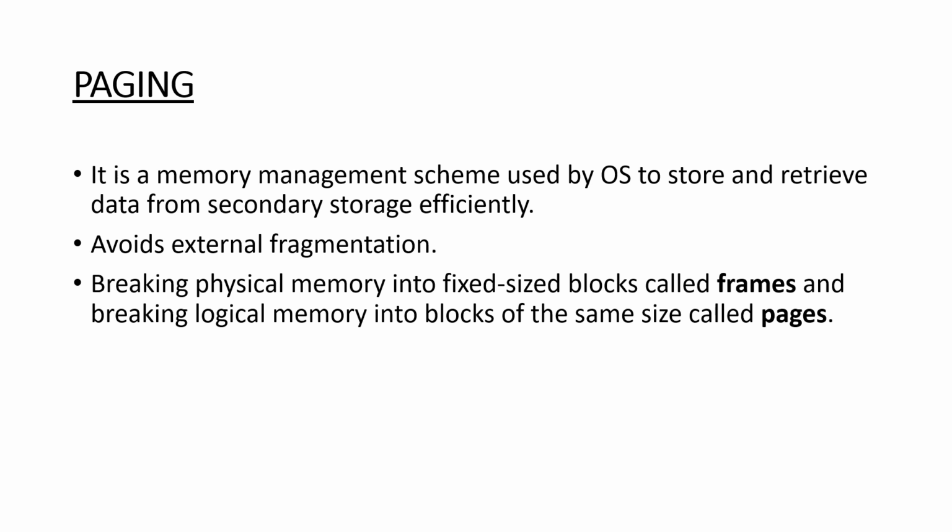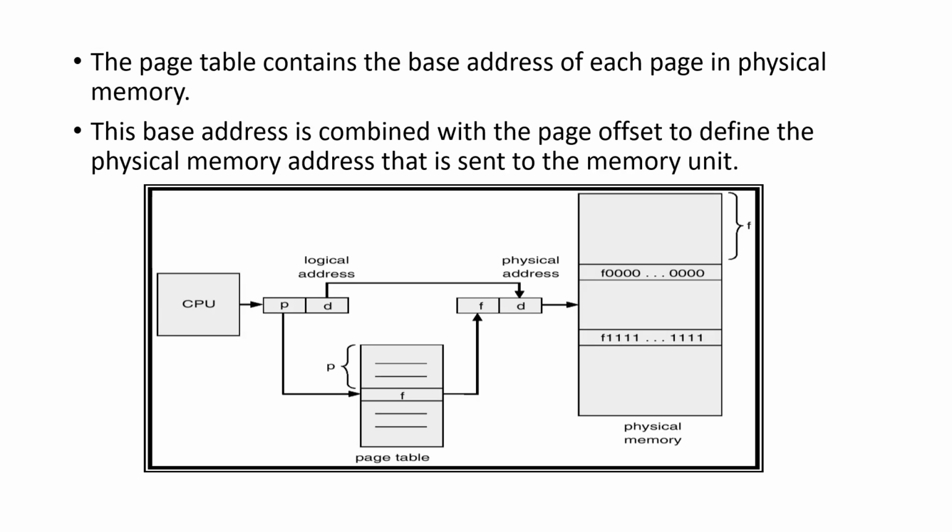Breaking the physical memory into fixed size blocks are called frames. Breaking the logical memory into blocks of the same size are called pages. So let me explain what is this physical memory and logical memory. See in this diagram, we have a CPU on the left, physical memory on the right, and in between we have a page table.